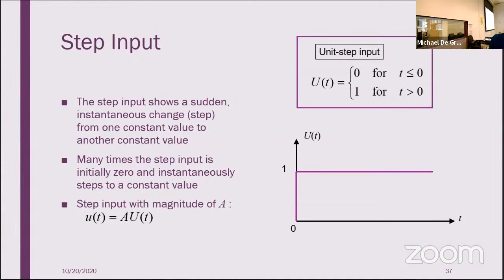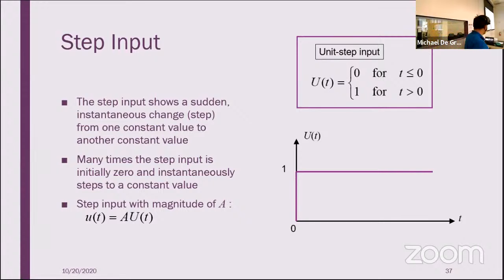So we've got a step input. Everybody's heard of a step input before. It just instantaneously turns on and goes to a value. A unit step is one that goes to 1, where the value of the step is 1. A step input shows a sudden instantaneous change. The input function itself is 0 for t less than or equal to 0 and 1 for t greater than 0.